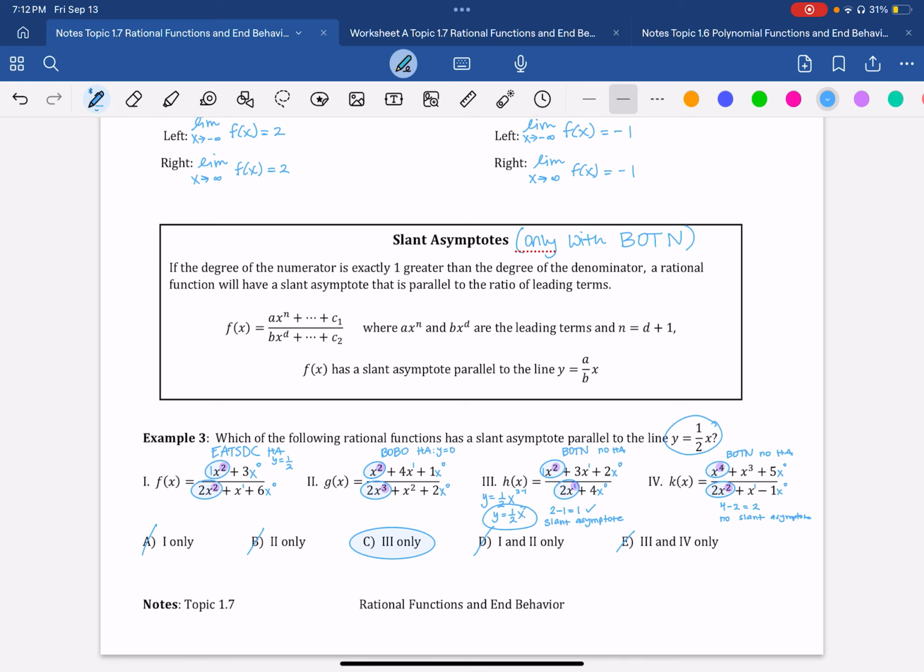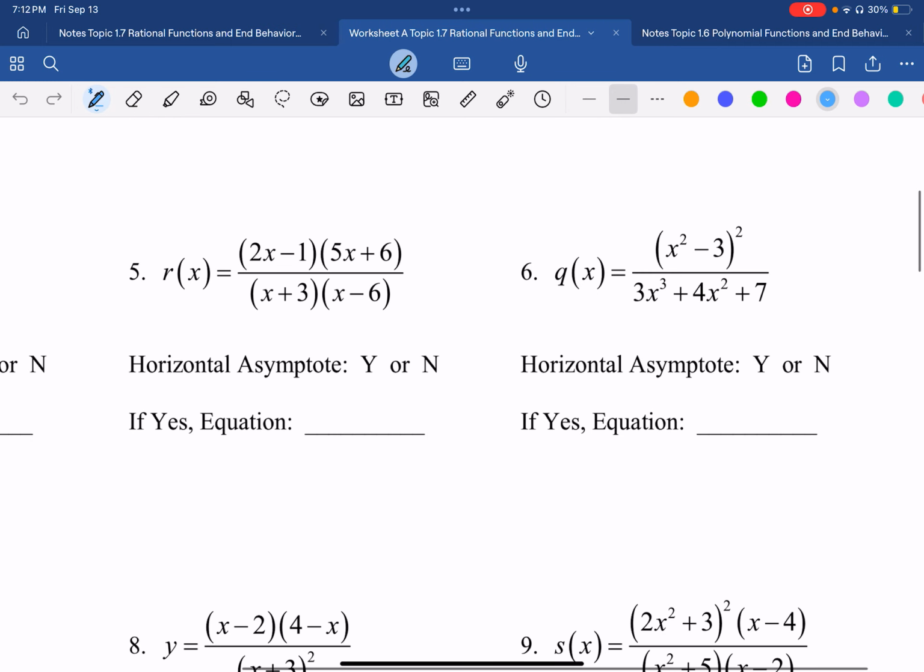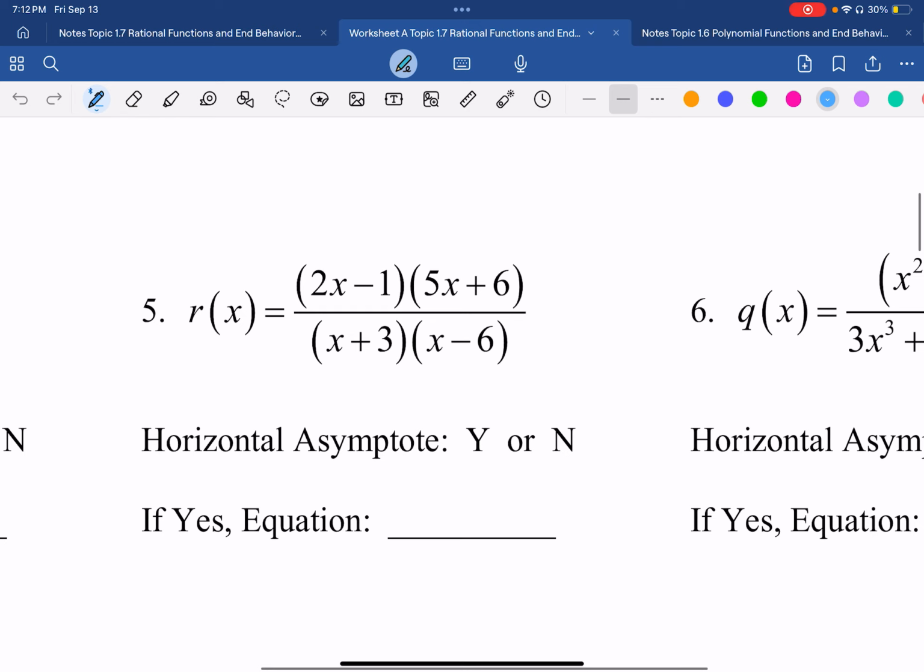I'm going to do some problems from the homework because they're a little bit different. I want to look at 5 and 6 because in the notes, we didn't have anything that was in factored form. Everything was in standard form. Okay, so you could take the time to multiply all of this using FOIL or the box method, but you really only need the leading term. So a little shortcut to avoid multiplying everything out is to just multiply the leading term of each individual factor in the numerator and the denominator separately, and that'll give you the leading term that you need to determine if it's BOBO, BOTN, or EDC.